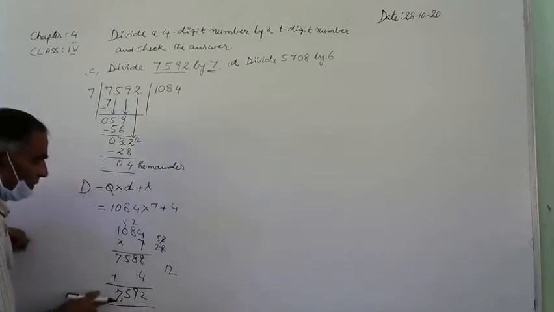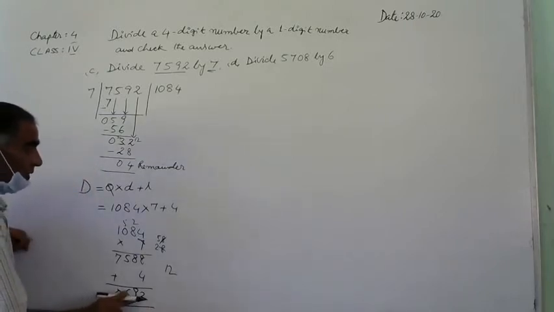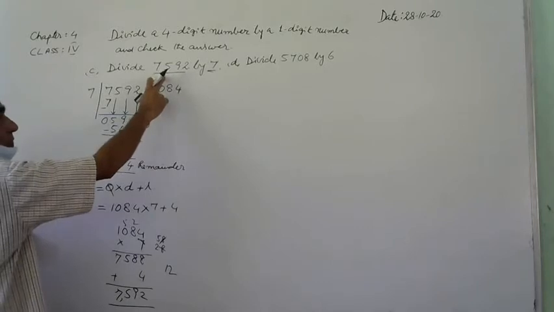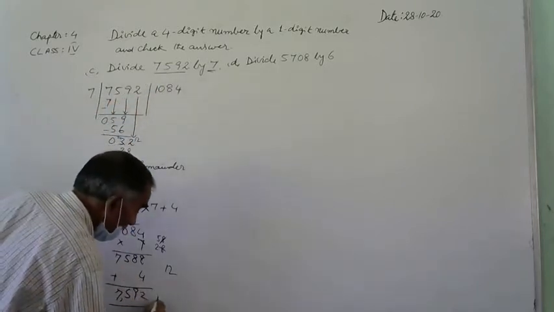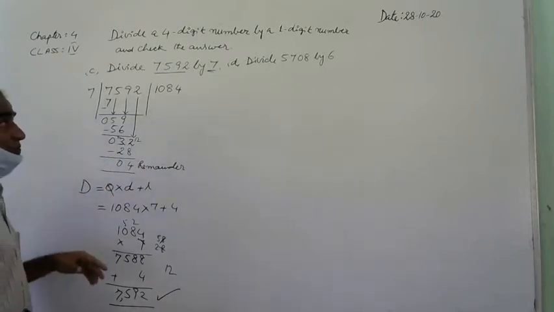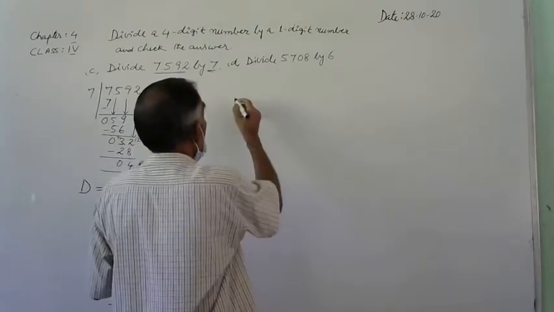You see, what is this number? 7,592. What was our dividend? 7,592. It means our answer is correct. Okay, in this way. Here also you see one more example.